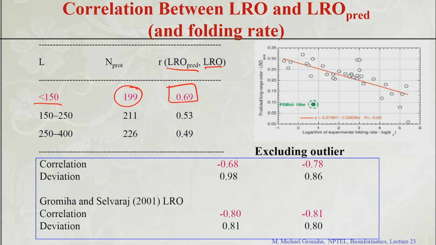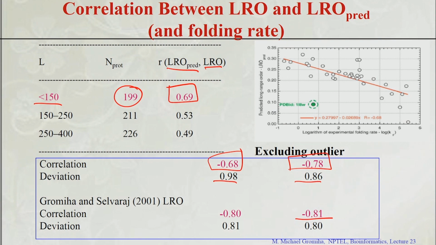So, here the correlation is minus 0.68 with the deviation of 0.98. This outlier, right, is mainly because it contains disulfide bonds, so it is not able to take that into account. Now if you exclude this outlier, then the correlation is minus 0.78 with the deviation of 0.86. When you compare the data with the experimentally calculated LRO, that means using known 3D structures, the result is comparable, 0.81.